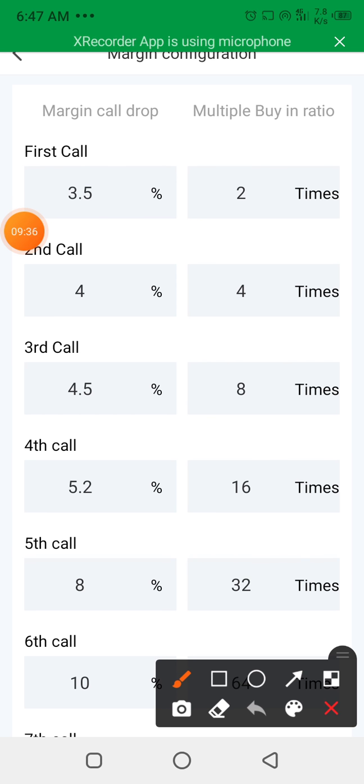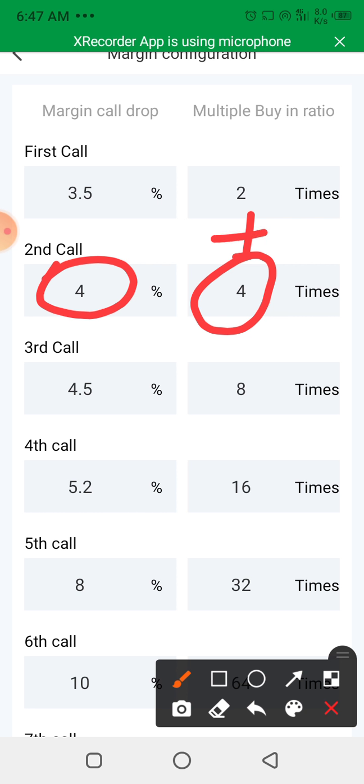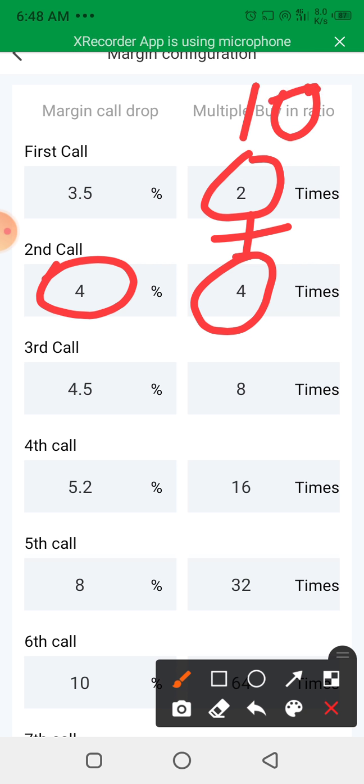Okay. Now again, at the second call, if the coin drops 4%, you are telling the system buy 4 times for me. Okay, that is 4 times 10 plus 2 times 10. That is 20 plus 40, that is 60 USDT plus the initial 10, that is 70 USDT total at this level. That's what you'll be expecting that the system has taken for trade.